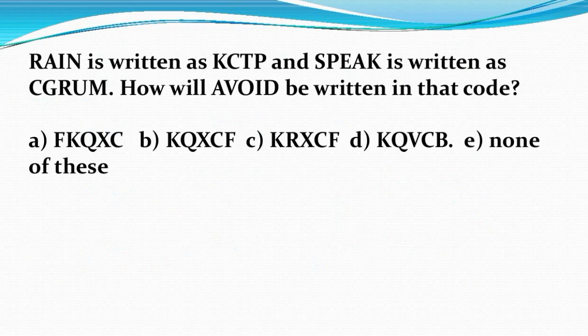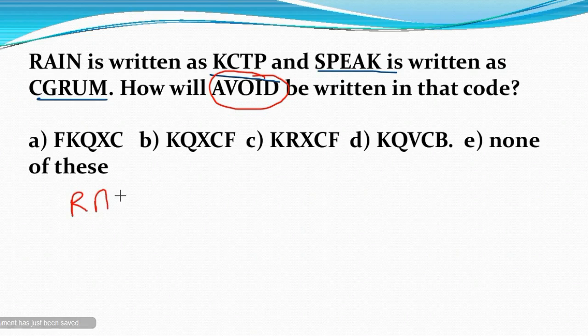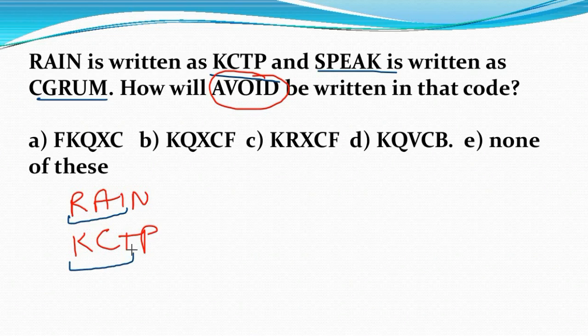Next question is rain. RAIN. Rain is coded as this and the speak is written as this. We have to find the code for avoid. First of all, we observe rain. RAIN. The coding for the rain is KCTP. The pattern is the first three letters in the cross pattern.